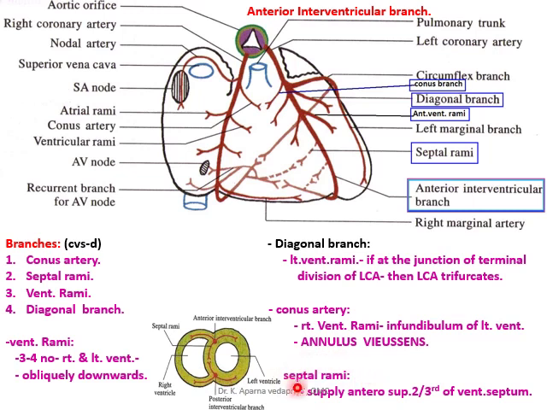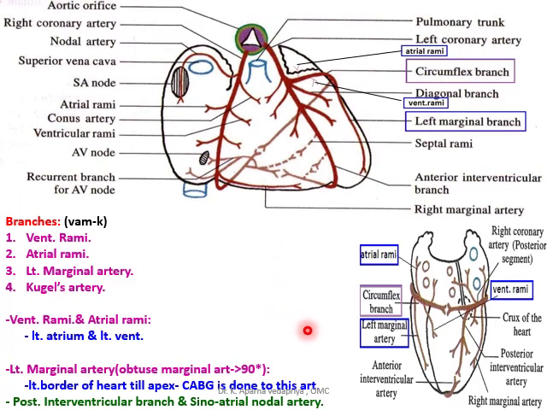But the septal rami of the anterior interventricular artery supply the anterior 2/3 of the ventricular septum. So the anterior 2/3, the greater part of the ventricular septum, is supplied by the left coronary artery, and a smaller part of the ventricular septum is supplied by the right coronary artery. These can have their origin also from the circumflex branch as a rare possibility.